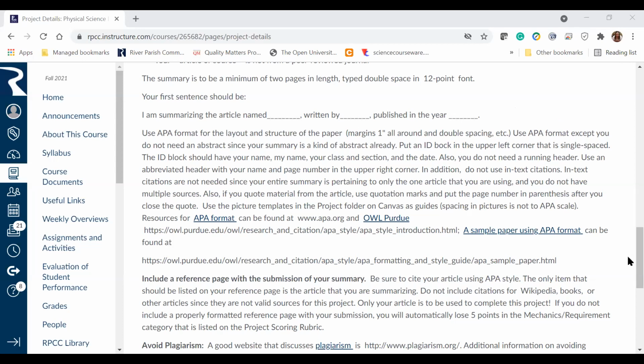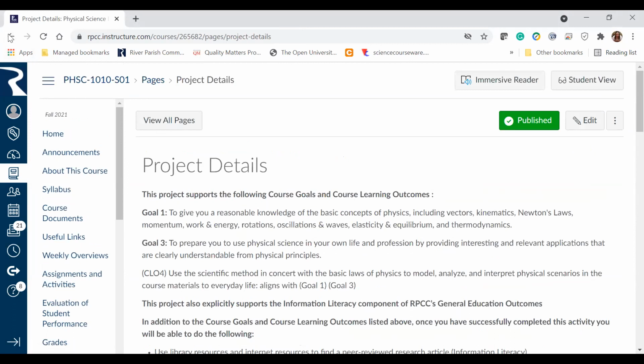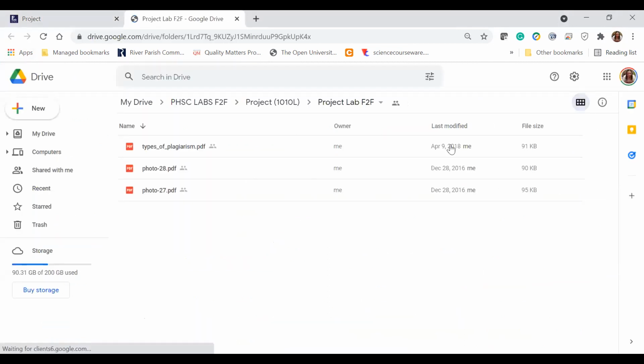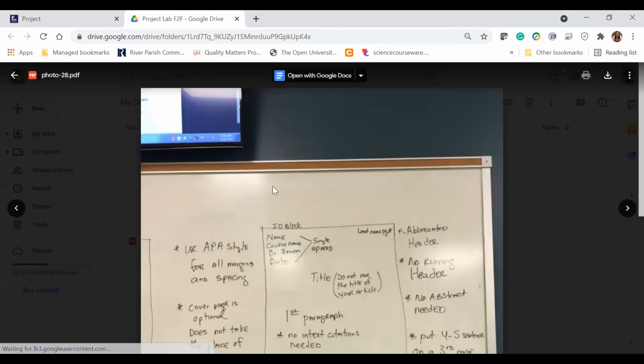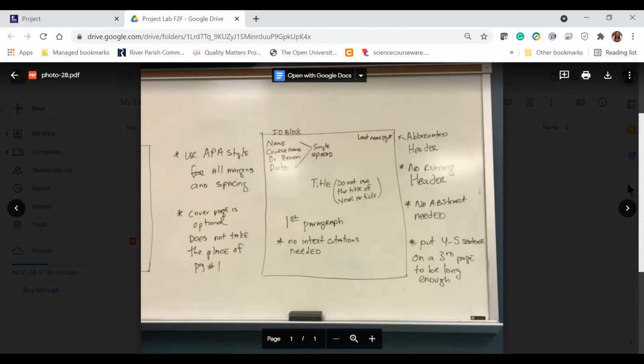Okay, so to help you with that, if you go into the project folder, I'm just gonna back up here. There are some picture templates that I've included, okay? All right, and so here's a picture in that picture template folder that shows you the basic structure here, right? See the ID block in the upper left corner, single space, an abbreviated header with your last name and the page number in the upper right corner.